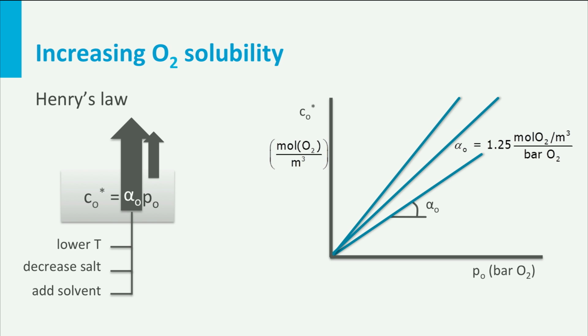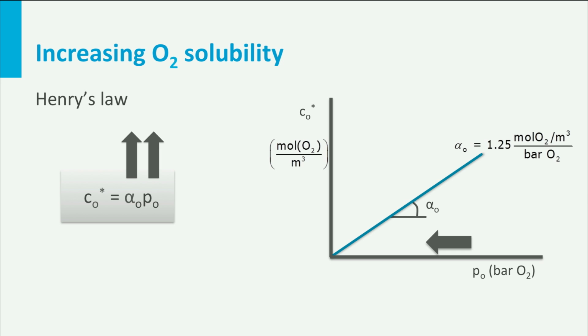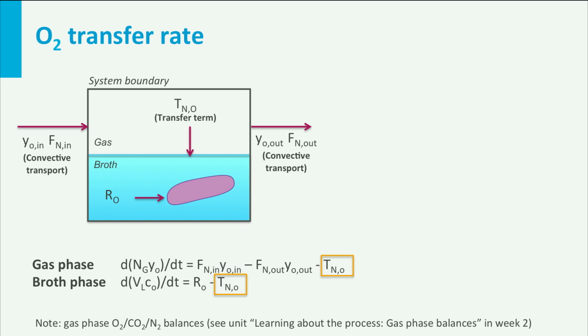An opposite effect is that the oxygen content in the outlet gas can be much lower than the 21% of the inlet air. Such oxygen depletion will lower the CO star. You will recognize this picture from what Seth discussed in week 2. The transfer rate, T and O, can be calculated using the oxygen gas phase balance.